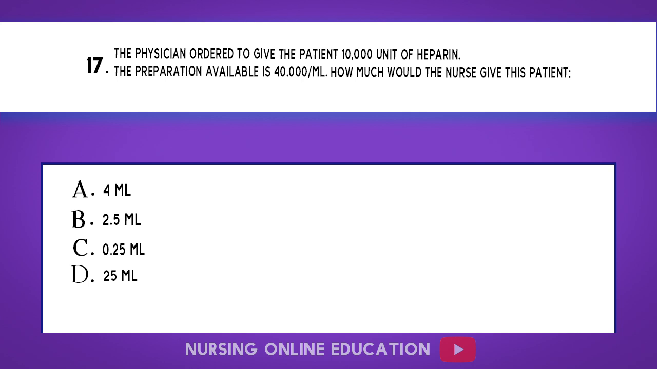17. The physician ordered to give the patient 10,000 units of heparin. The preparation available is 40,000 units per milliliter. How much would the nurse give this patient? A. 4 milliliters. B. 2.5 milliliters. C. 0.25 milliliters. D. 25 milliliters. The answer is option C, 0.25 milliliters.